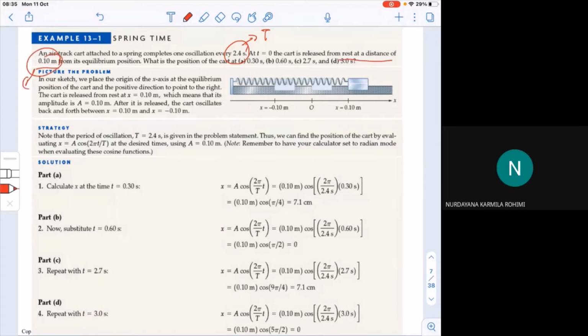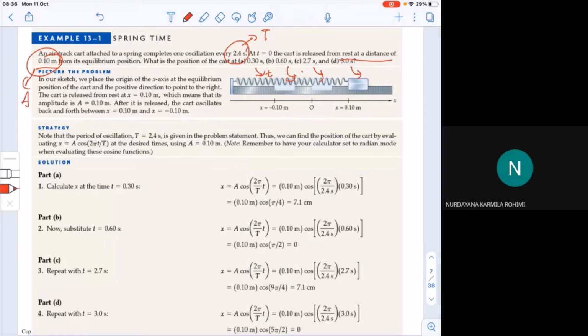So this should be your amplitude, because you pull it to a point, at least until 0.1 meters, and then you release. That means that is the highest displacement, which means 0.1 meters from its original position. What is the position of the card at time 0.3 seconds? This is time 0.6 seconds, also time 2.7 and also 3.0 seconds.